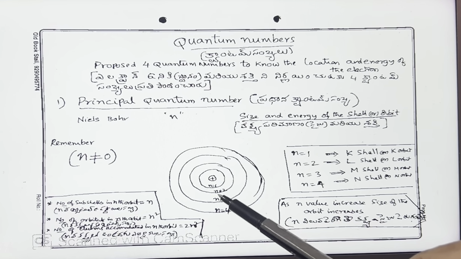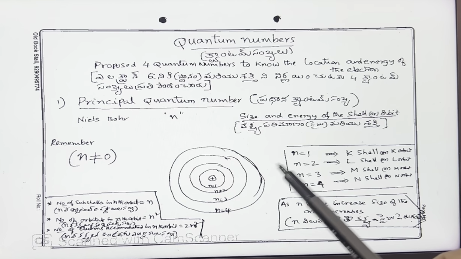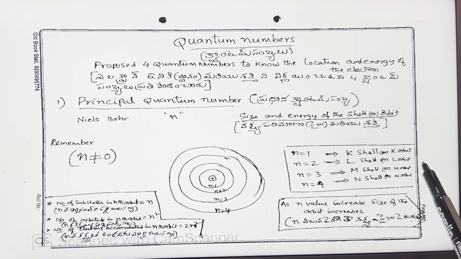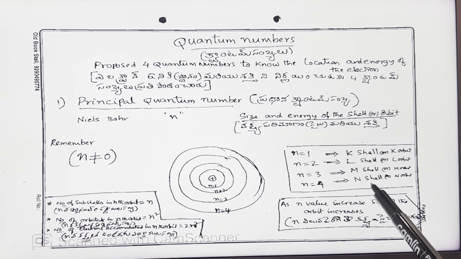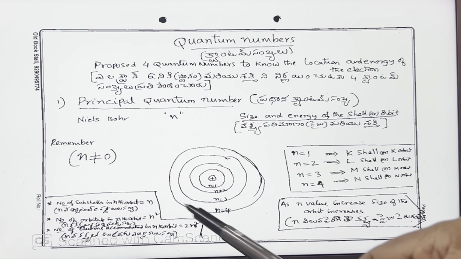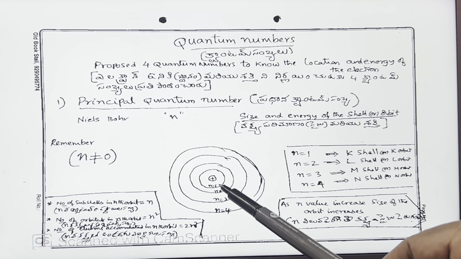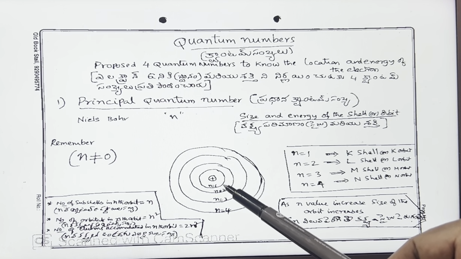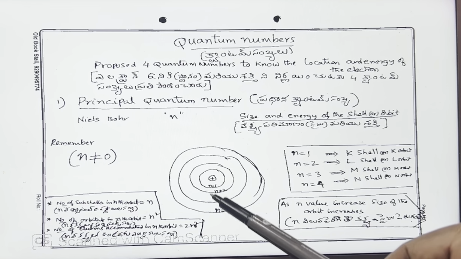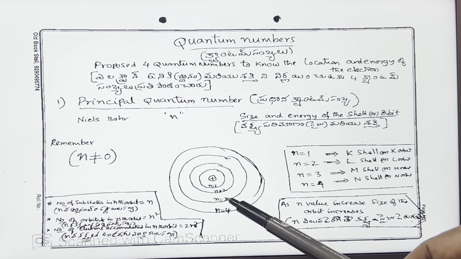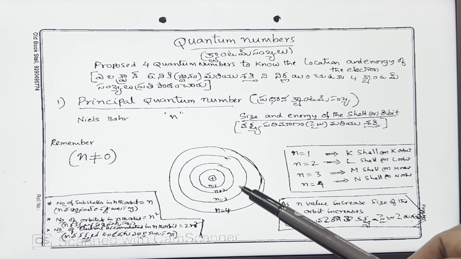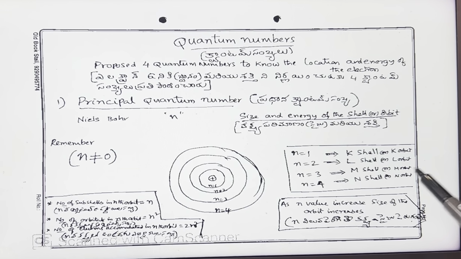n equal to 1 is the K shell, K orbit. n equal to 2 is the second orbit, the L shell, L orbit. n equal to 3 is the M shell, or M orbit. n equal to 4 is the N shell. n equal to 5 is the O shell, and so on. So, these are the orbits. They are numbered; n takes 1, 2, 3, 4, etc., and it should not be 0. They are called K, L, M, N shells respectively.